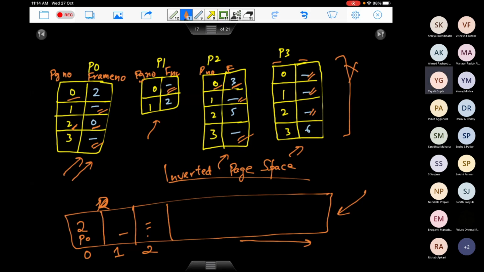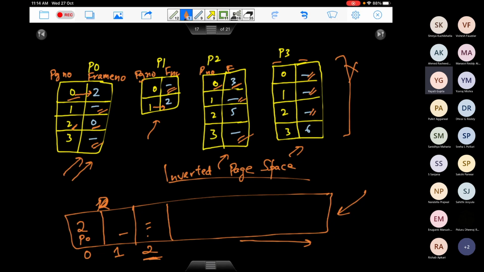If you look at process 0, its page 0 maps to frame number 2. Look at process 1, its page 1 also maps to frame number 2. So they are sharing this memory. Both of them map to the same place in the physical memory. How do I take care of that? So corresponding to this frame number 2 here, we should have two entries, not just one.